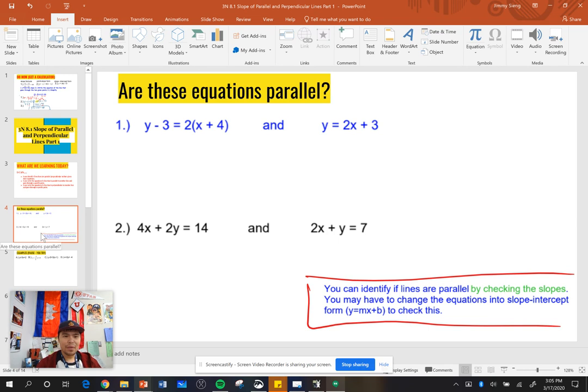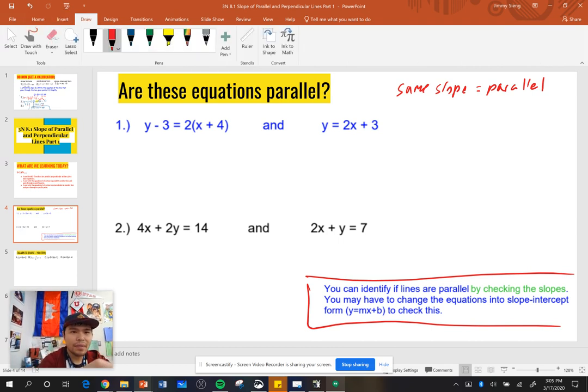So we know that two lines are parallel when the slopes are the same. Again, two lines are parallel when slopes are the same. Okay, so we say same slope, same slope is equal to parallel. All right. Okay, we'll do that, and let's go ahead and look at these ones.